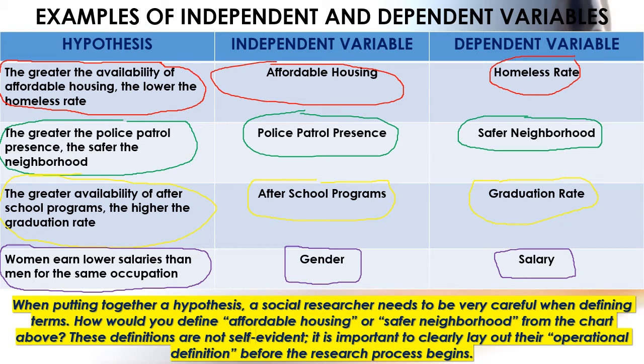So when putting together a hypothesis, a social researcher needs to be very careful when defining terms. How would you define a term like affordable housing or a term like safer neighborhood from the chart above? These definitions are not self-evident. You have to define what affordable housing means. So it's important to clearly lay out the, quote, operational definition of your terms before going about the research process.